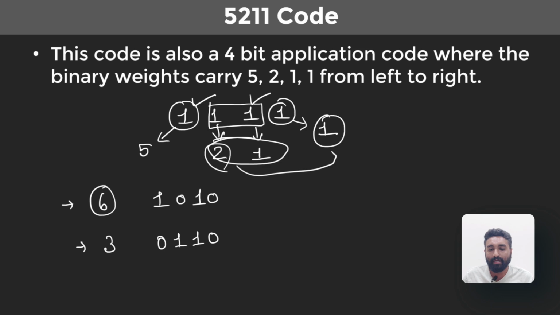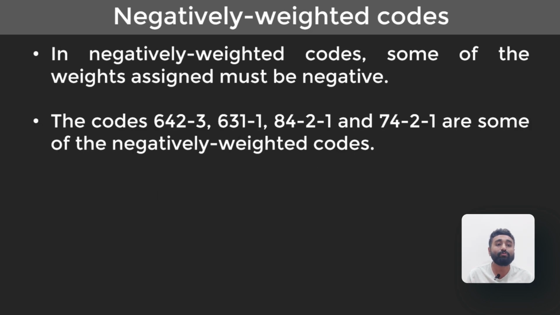So that is one of the things that makes it difficult for the person who is taking your messages, right? Now let's see the next one, that is negatively weighted coding, right? Here we have a different type of code in which some of the digits will hold a negative weight. Some examples are the 642-3 code, 631-1 code, 64-2-1 code, and 74-2-1 code. These are some of the examples of that.